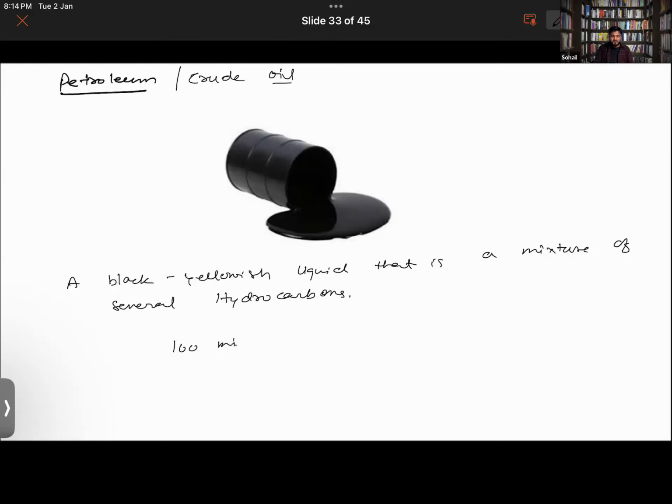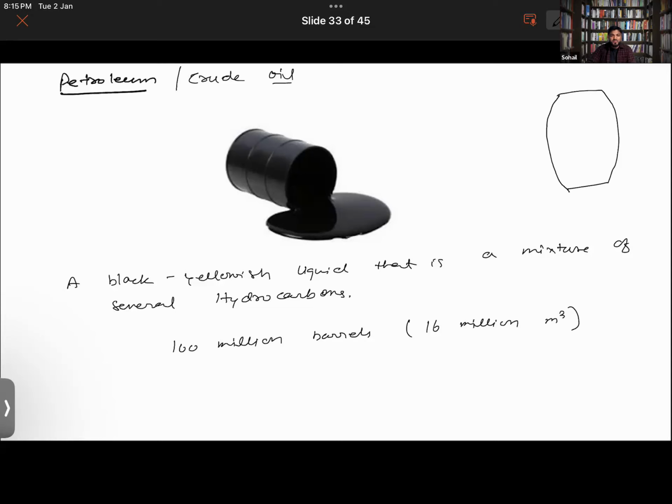100 million barrels, or let's say 16 million cubic meters of petrol is used each day. Just imagine this. 100 million barrels. A barrel, you might have seen barrel photos. It looks like this. So each day 100 million barrels are being consumed on earth. Getting it now?